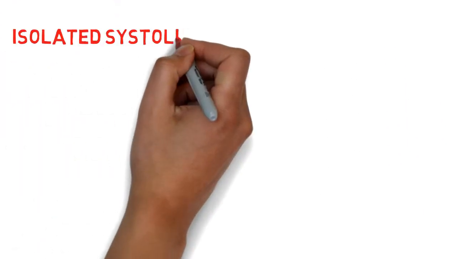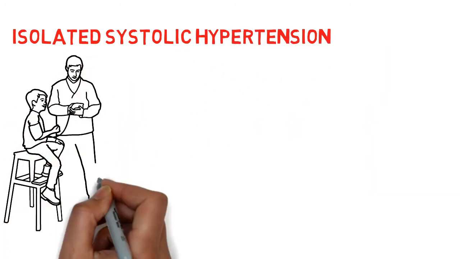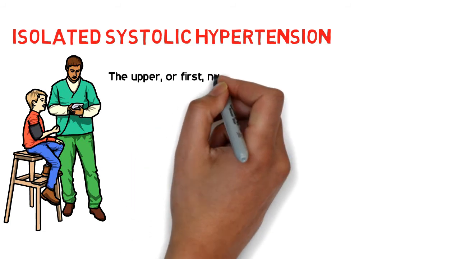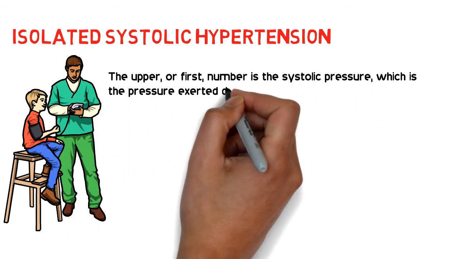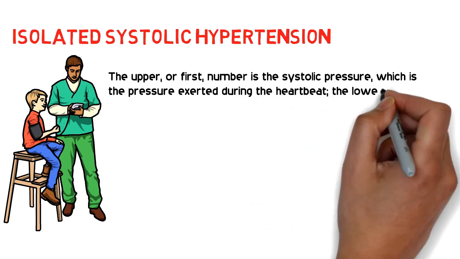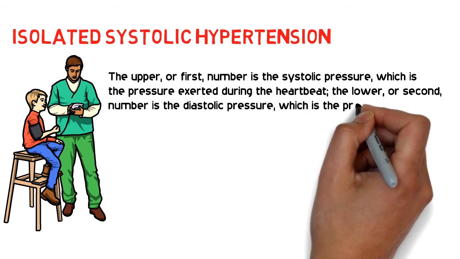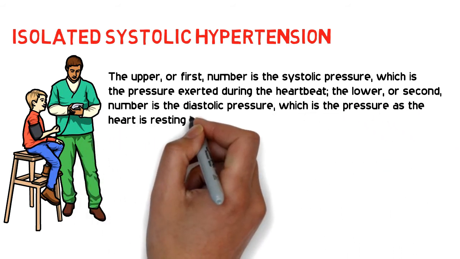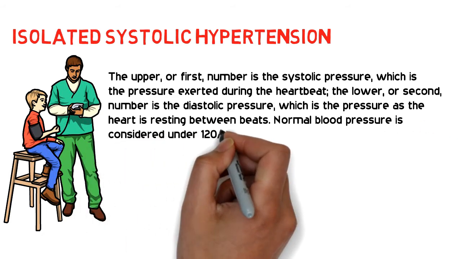Isolated systolic hypertension. Blood pressure is recorded in 2 numbers. The upper, or first, number is the systolic pressure, which is the pressure exerted during the heartbeat. The lower, or second, number is the diastolic pressure, which is the pressure as the heart is resting between beats. Normal blood pressure is considered under 120/80.